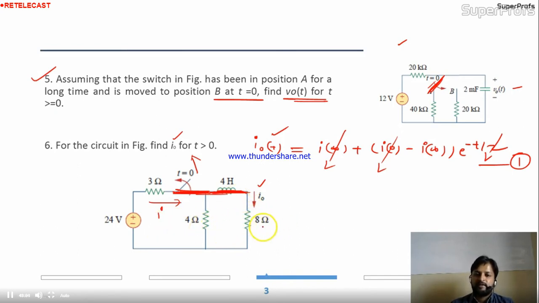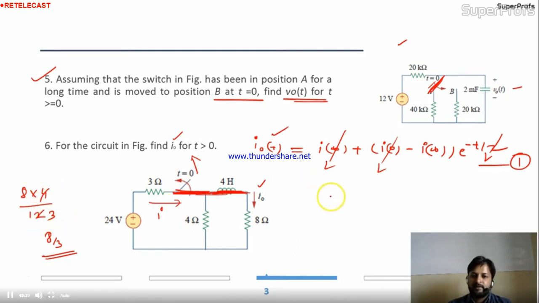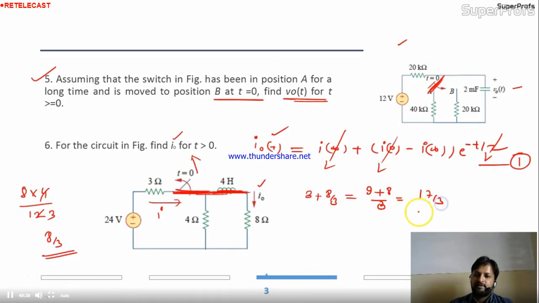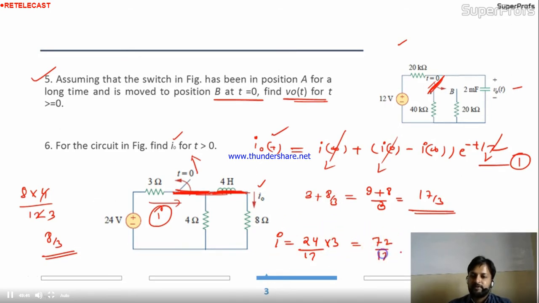So 8 and 4 are connected in parallel. 8 into 4 divided by 12, 4 3s are 8 by 3 is the resultant. Okay, 8 by 3 is connected with 3 in series. Is it right? 4 3s are 8 by 3. Yeah, this is right. So 3 plus 8 by 3, this is 9 plus 8 by 3, 17 by 3. 17 by 3 is your resultant. So what is this current? Current is nothing but 24 divided by 17 by 3, so this is 72 by 17.